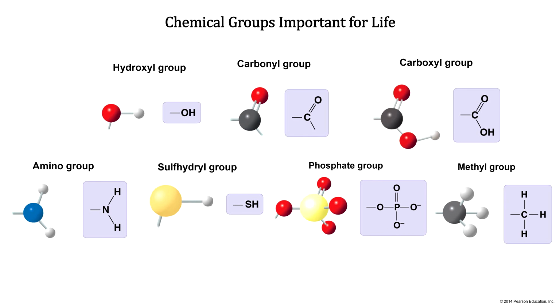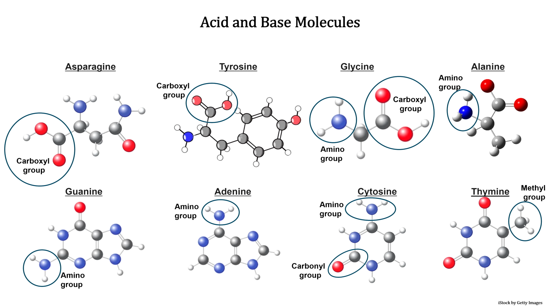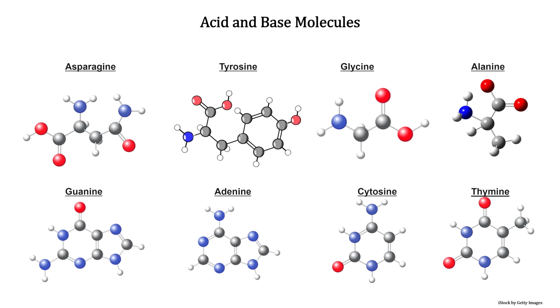Here are the 7 functional groups that are the most important in the chemistry of life. They attach to carbon skeletons to produce organic molecules. The number and arrangement of these groups give each molecule its unique properties. Here are a few relatively small molecules that use these chemical groups. The top half are acids found in proteins: asparagine, glycine, tyrosine, and alanine. The bottom half are bases that are found in DNA: guanine, adenine, cytosine, and thymine.